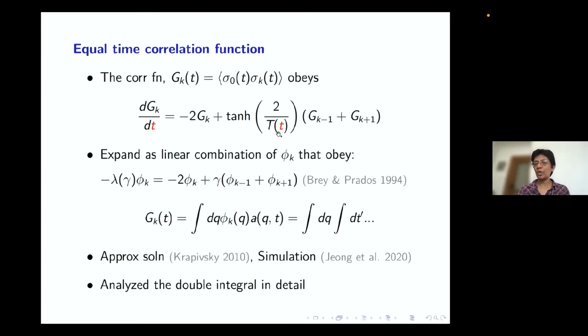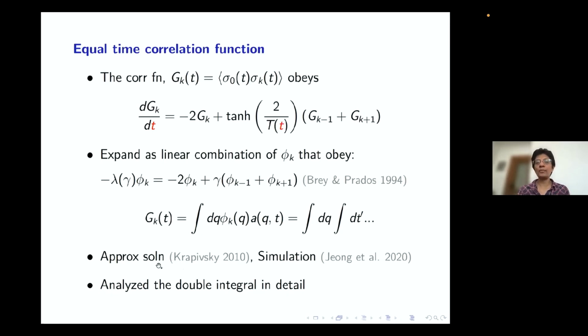If the temperature was constant, this is something all of us have written down in school. This is a standard equation. But now the difference is that these coefficients also depend on time. It's nice that this problem is solvable, and this is known for a long time. The idea is simply that you can diagonalize the space part by going to these eigenfunctions. So if you expand your correlation function as a linear combination of these eigenfunctions, which obey the right hand side, then one can work it out.